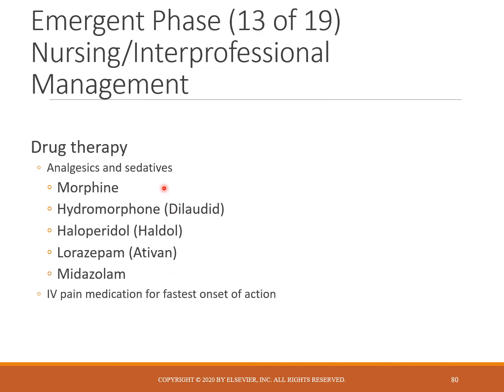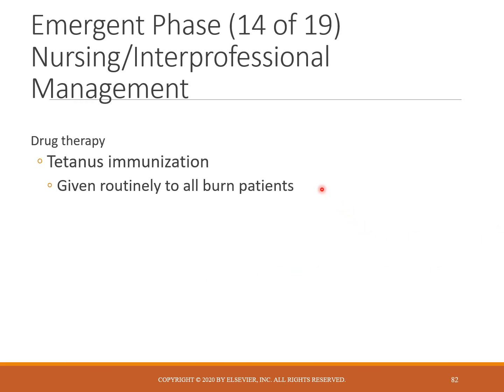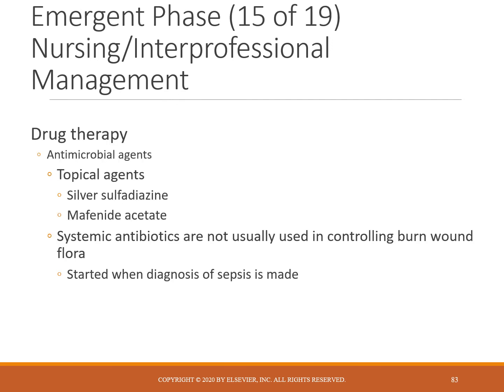Now with the drugs, remember this patient will be in a lot of pain. So we want to give them opioids like morphine, hydromorphone. We can also give them haloperidol to decrease their anxiety, and lorazepam and midazolam, okay, to help decrease anxiety and to help them sleep. They also need tetanus immunization. This is given routinely to all patients who have burn injuries. And of course, they need a lot of antibiotics for the wounds. It can be topical and it can be through IV infusion.